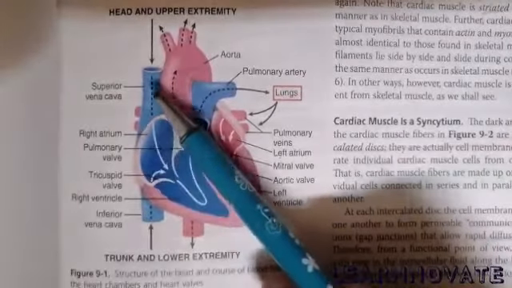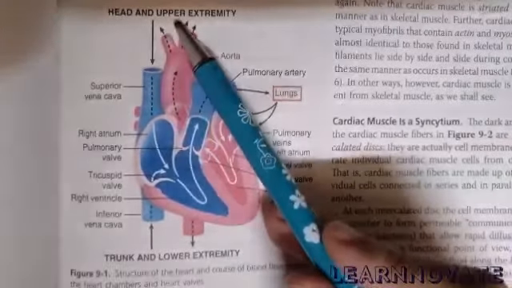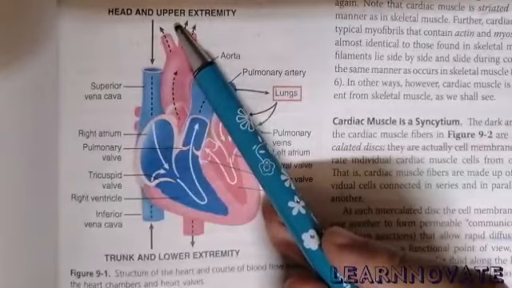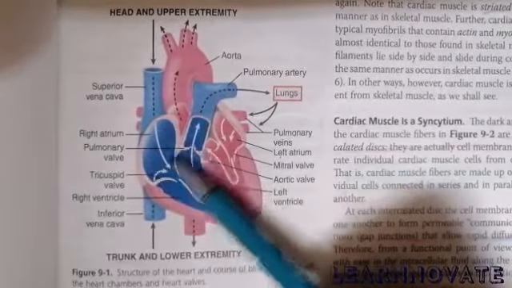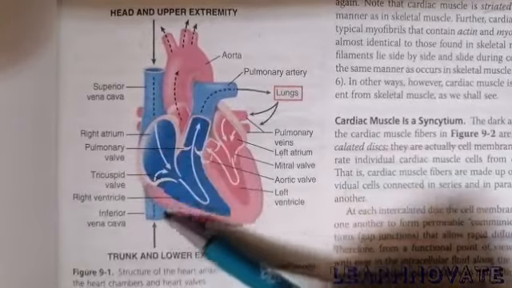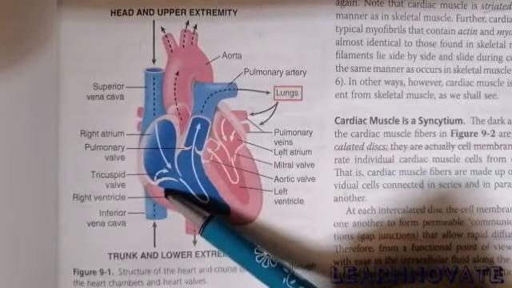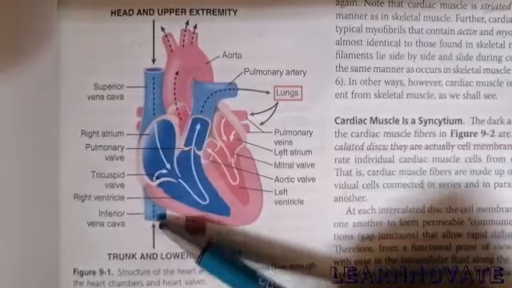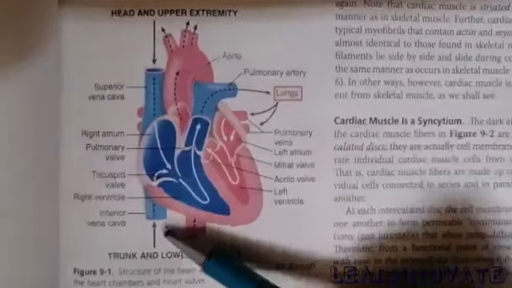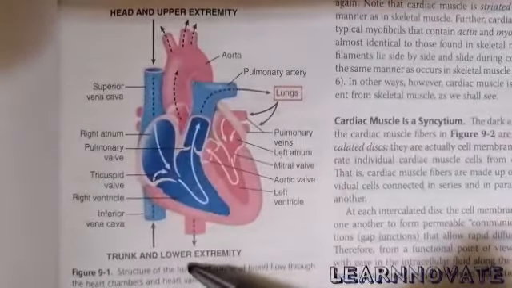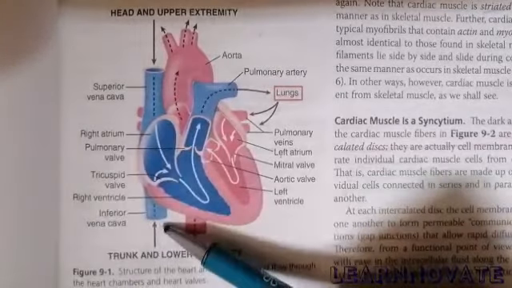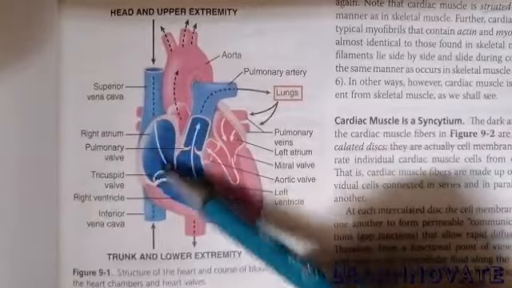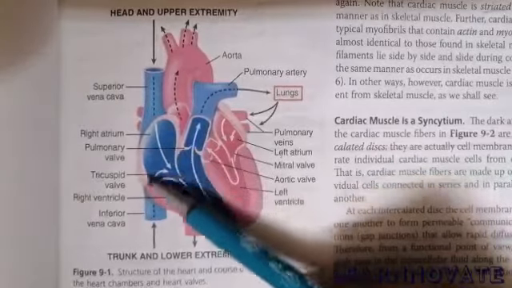This is showing the superior vena cava, carrying blood from the head and the upper extremity, and this superior vena cava is going to drain into the right atrium. There is also another vena cava, the inferior vena cava, which is the larger vein, and it takes deoxygenated blood from the trunk and the lower extremity, including the abdomen. Then these two vena cavas enter into the right atrium.